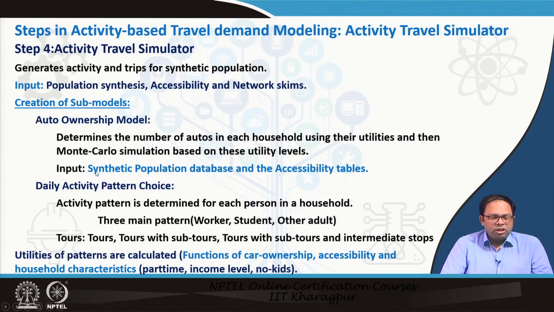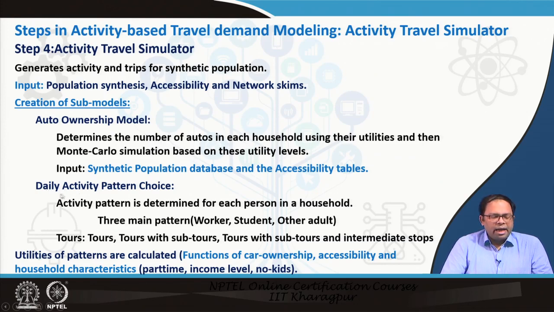So the input to this step is a synthetic population database and the accessibility tables that are the explanatory variables to determine the utility equation for auto ownership or vehicle ownership. This is the same as the vehicle ownership models that we have discussed earlier.